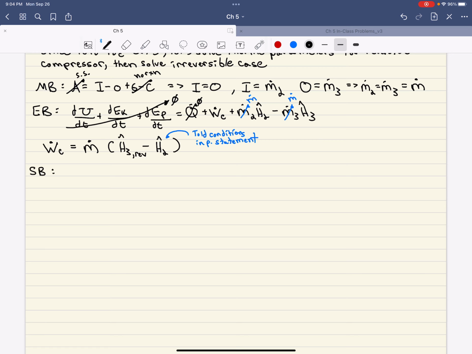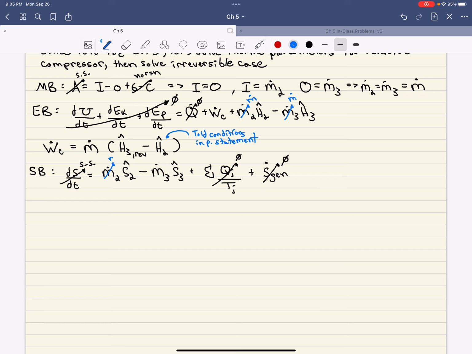So our next step is to go through the entropy balance. Okay? So our entropy of stuff coming in minus the entropy of stuff going out. We have our heat term and our entropy generated term. Okay? Once again, steady state, adiabatic. And then we're solving for the reversible problem first. So this S gen is going to be 0.